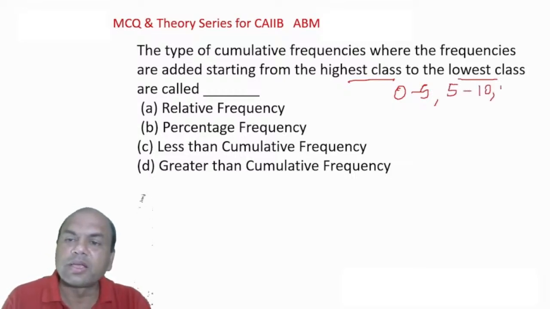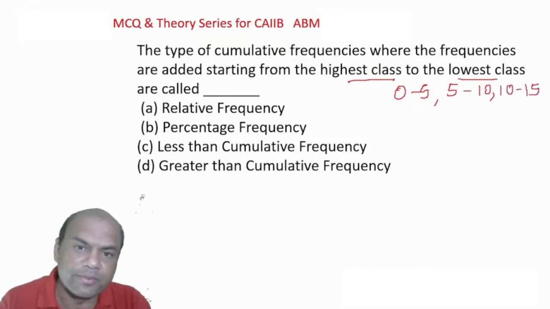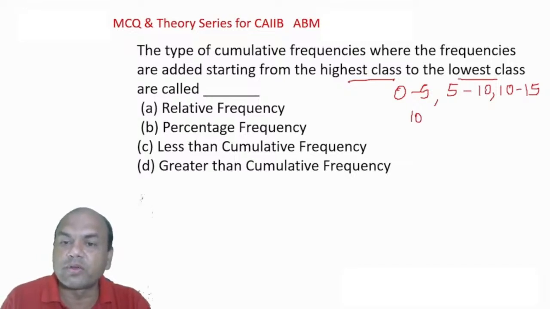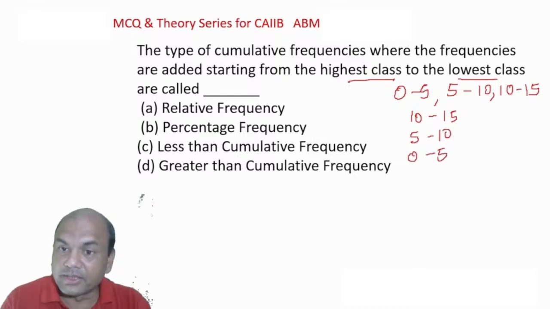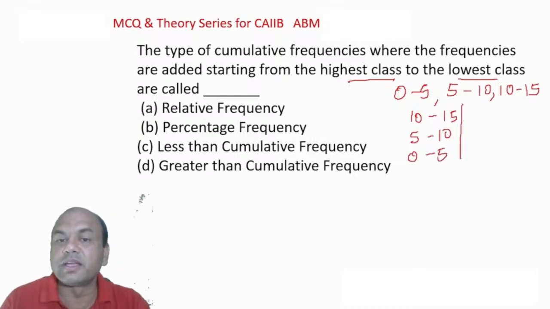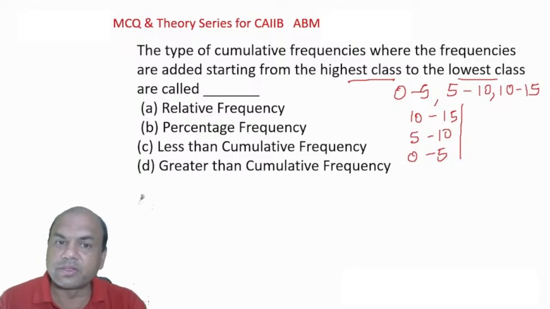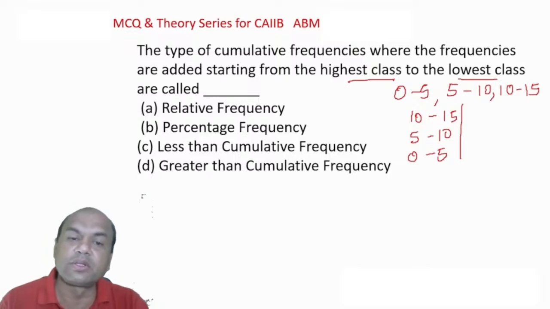Okay, let's take 3 classes. 0 to 5, 5 to 10, 10 to 15. Now suppose if I arrange them in this way: 10 to 15, then below I go 5 to 10, then below I go 0 to 5. In that case, if I go in this way, it is called as what? This is a question. The type of cumulative frequency where the frequencies are added starting from the highest class to the lowest class is known as what?